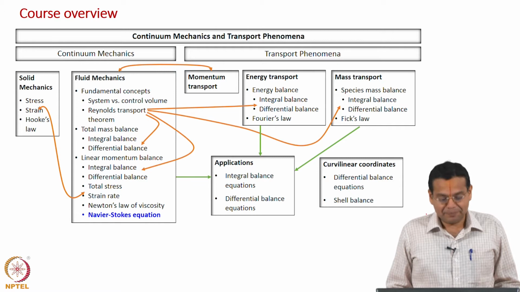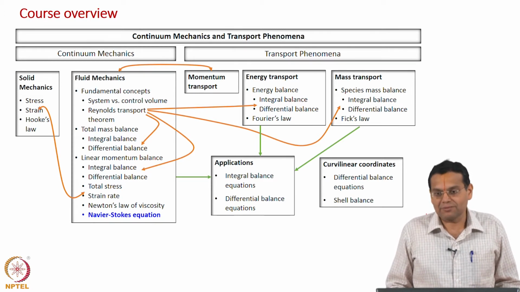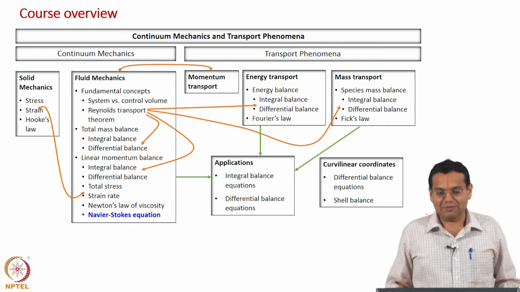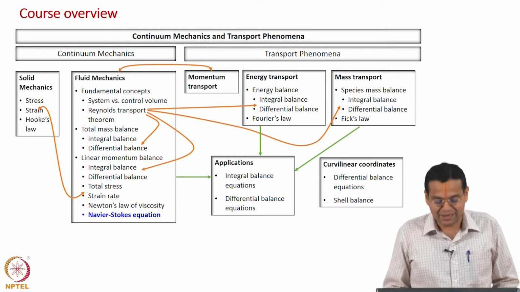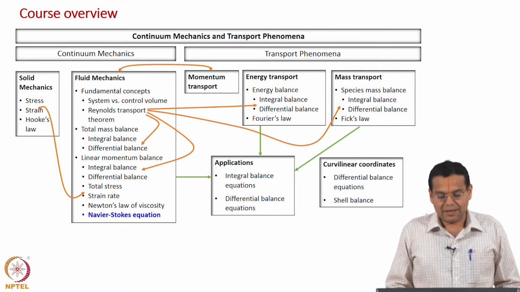Having understood total stress, strain rate, and Newton's law of viscosity by going back and forth between solid mechanics and fluid mechanics, now we are ready to derive the Navier-Stokes equation. We have gathered all the background knowledge. So, writing the Navier-Stokes equation, or almost writing it, just 2 or 3 steps of derivation and we will be at the Navier-Stokes equation.